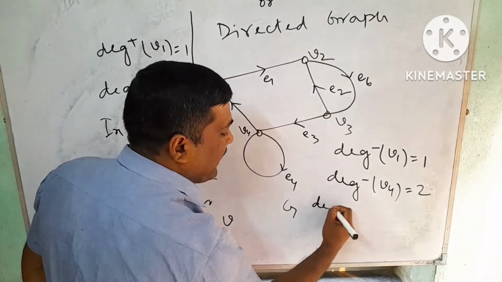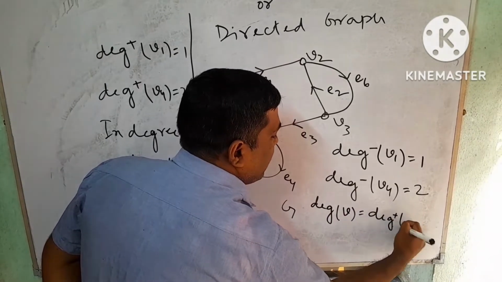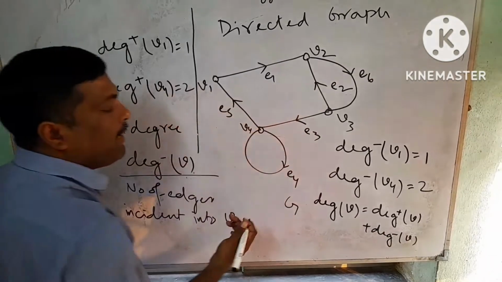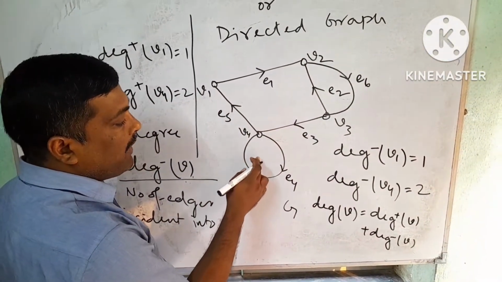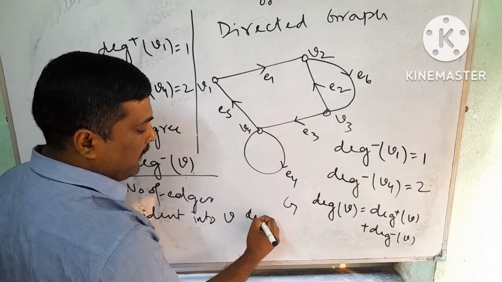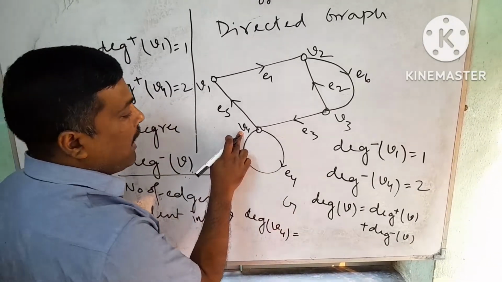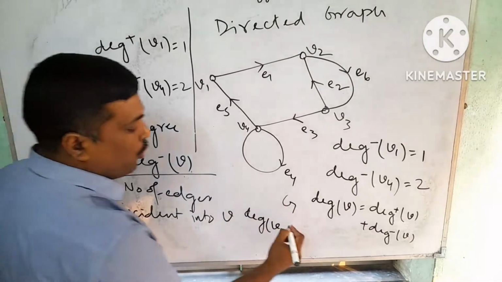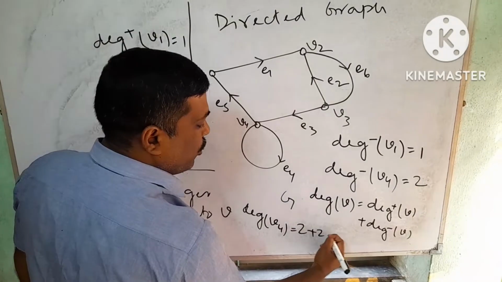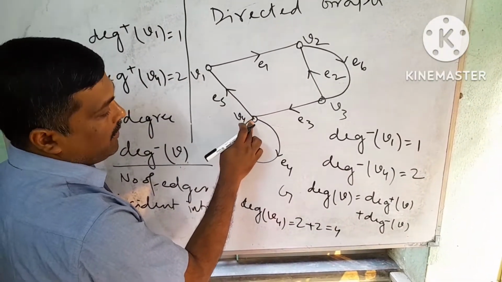So the degree of any vertex, d_G V, equals the out degree of the vertex plus the in degree of the vertex. So what is the degree of this vertex V4? d_G V4 equals the out degree of this vertex, which is 2, plus the in degree of this vertex V4, which is 2. So 2 plus 2 is 4. So the degree of any vertex is the in degree plus the out degree of the vertex.